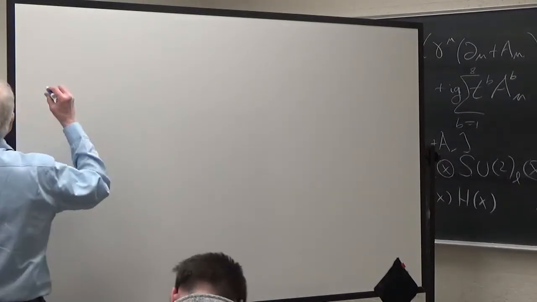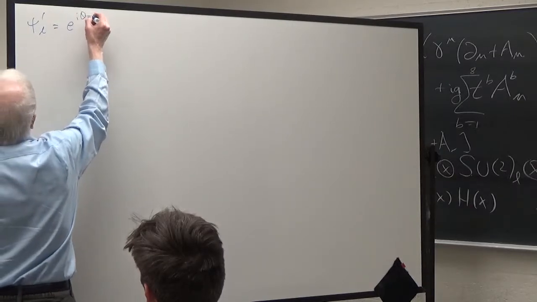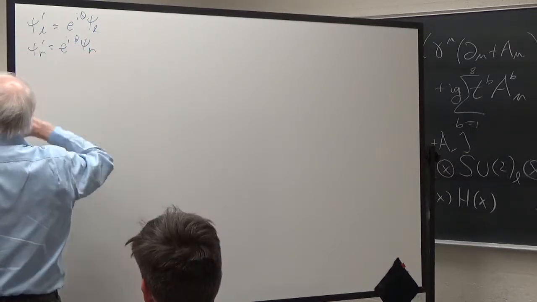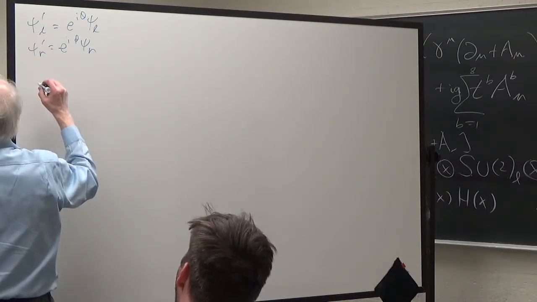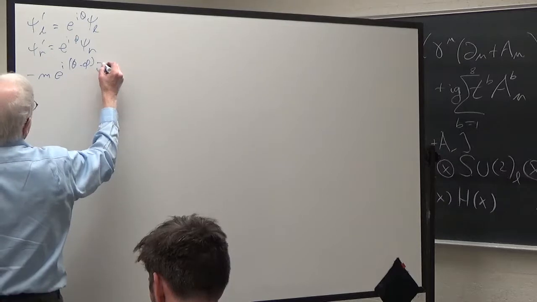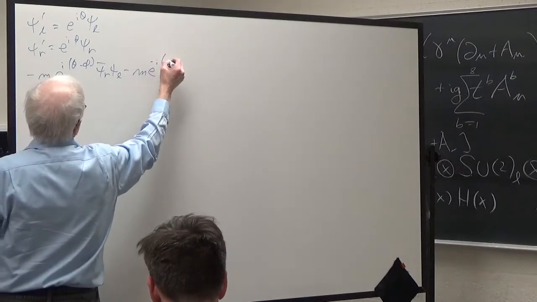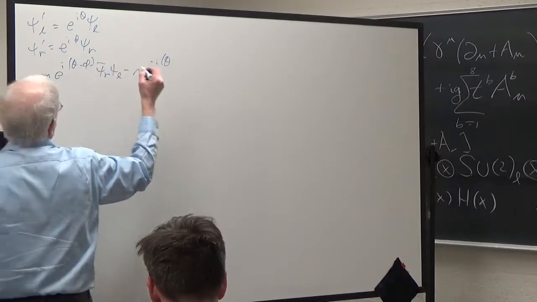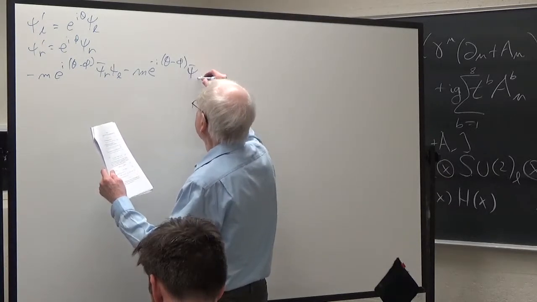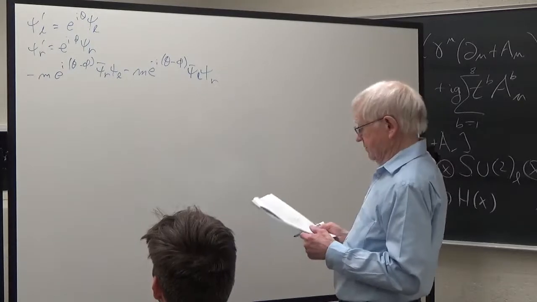Now these fields, psi left, are independent, and we can do this. We can say psi left is e to the i theta psi left, psi right e to the i phi psi right. And then the mass term turns into minus m e to the i (theta minus phi) psi bar right psi left, minus m e to the minus i (theta minus phi) psi bar left psi right.